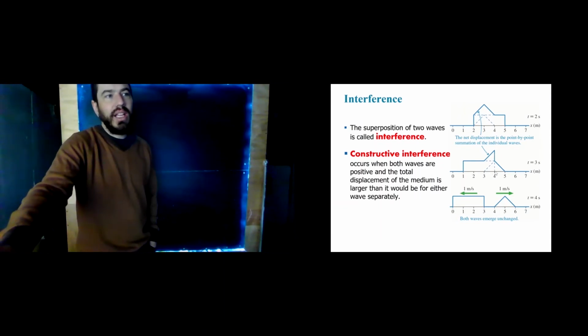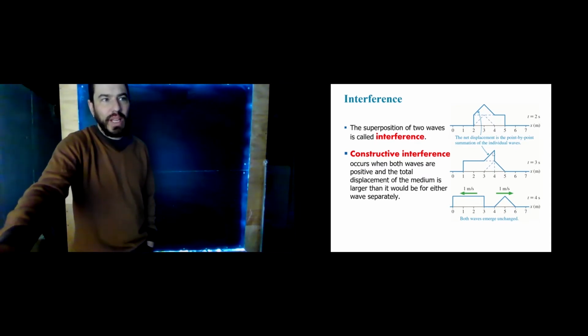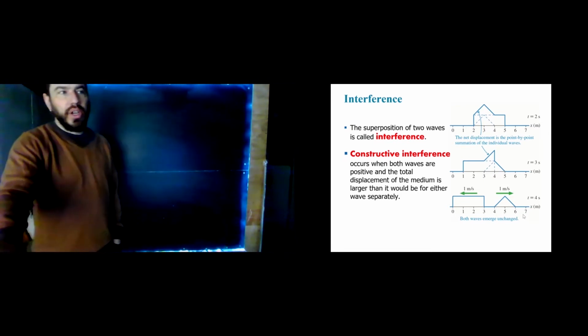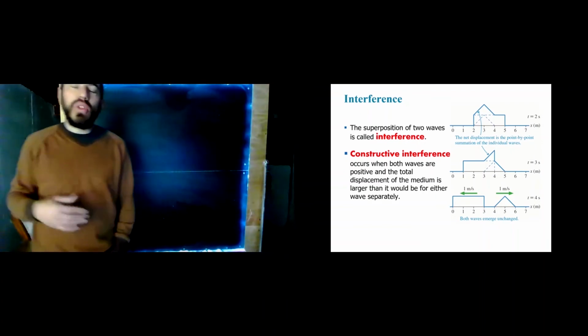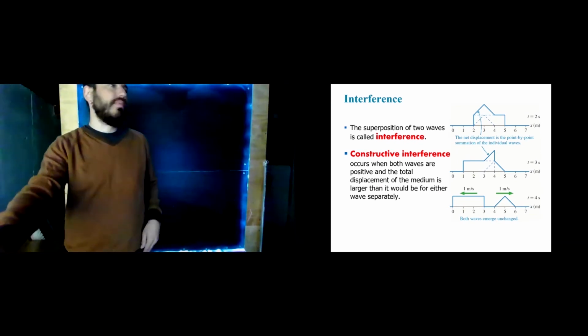One second later, the triangular wave is just about to leave. Again, we see the triangular shape here, the rectangular shape here. When we add them together, we get this goofy shape. And now they've passed each other, and they keep on going. Again, this is an example of constructive interference because both displacements are positive, and so those two waves add.